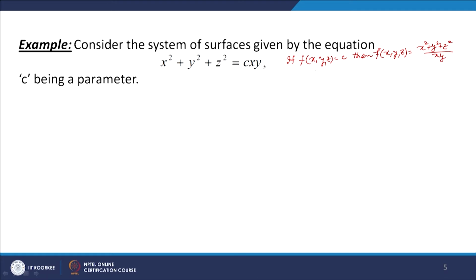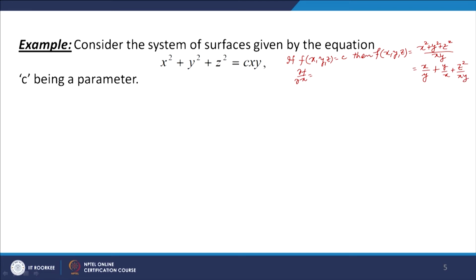Now, let us find the partial derivatives of f with respect to x, y, z. So, f x is equal to, now this is x square upon x y, I can write it as x over y. Then y square upon x y, I can write as y over x, and z square upon x y, I will write just like that.